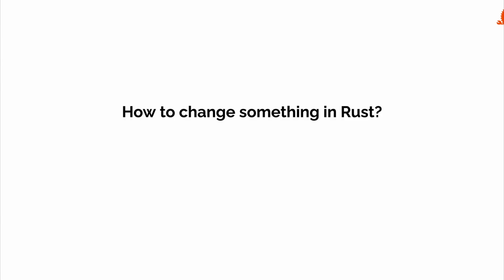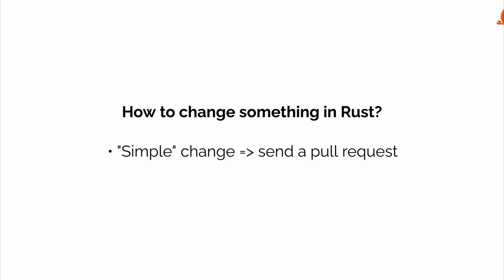Now, what if I actually want to change something in Rust? So what should I do? If it's a simple change, like a bug fix, performance improvement, and so on, I just send a pull request. That's easy. But if it's a major change, I will need to go through the RFC process.